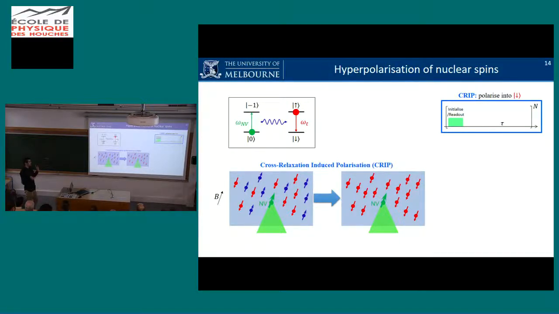And if you wait just long enough to have one flip-flop, then you flip your spin. So you flip your target, and if now you reinitialize your NV, this spin that flipped doesn't interact with the NV, and now you're going to interact with another one. So you can flip, it's pictorial of course, more and more spins as you repeat that process. And that's how you can end up with a large number of polarized spins by repeating that simple sequence, which is initialize, wait, and repeat.